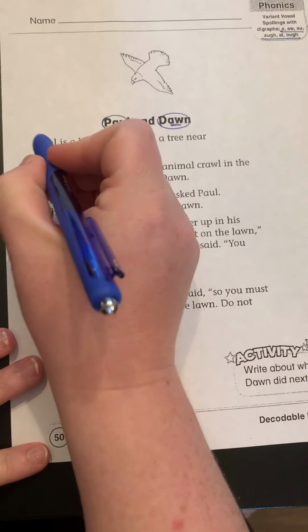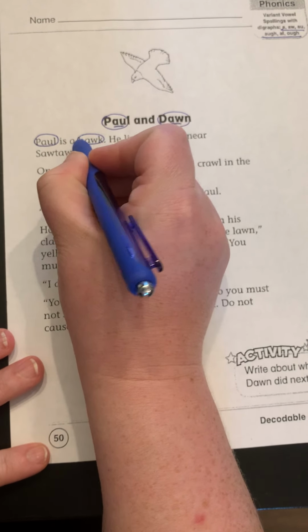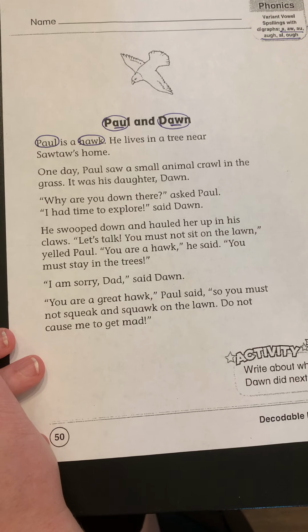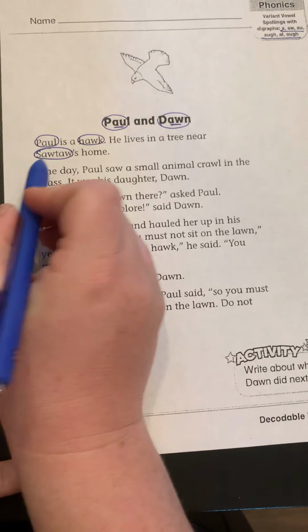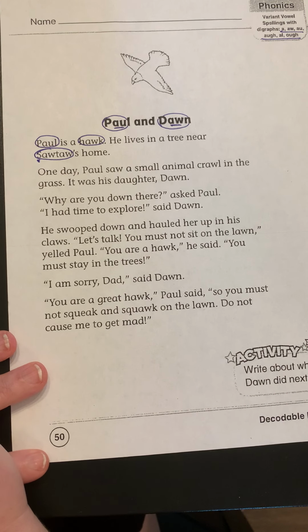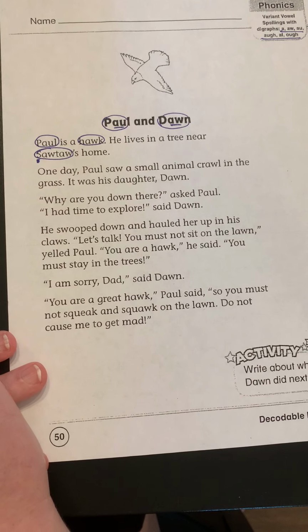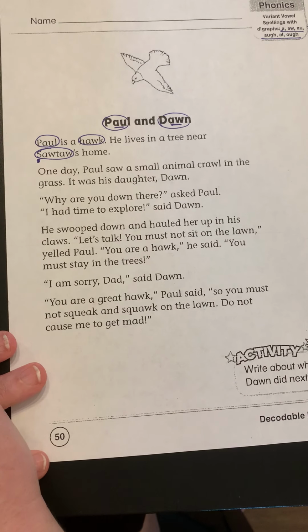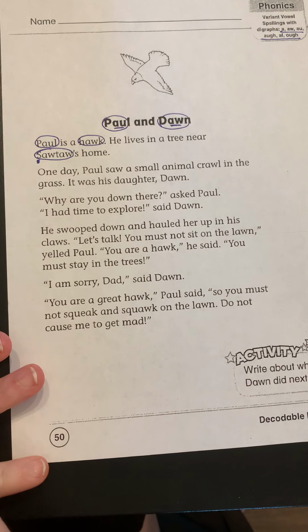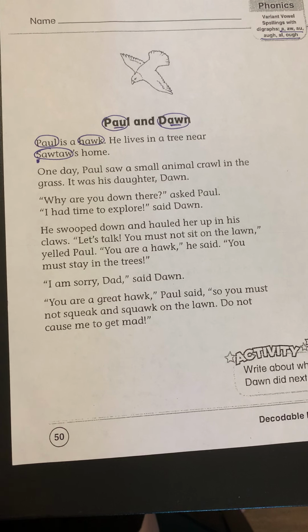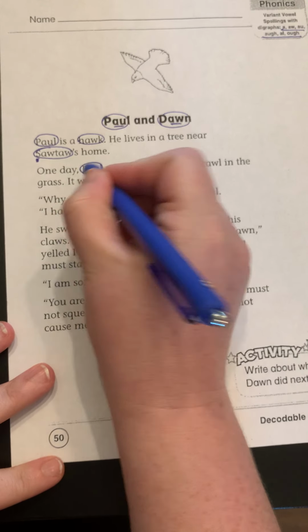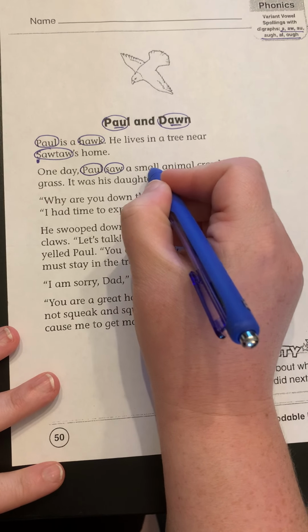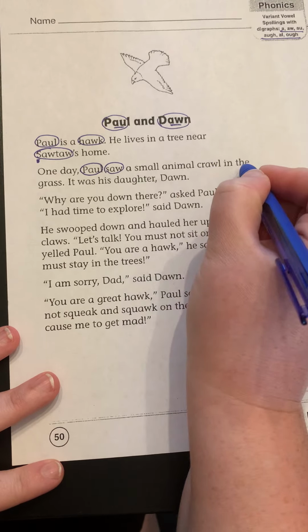So as I begin reading again, I know that Paul and hawk are both aw words. He lives in a tree near Sawtall's home. So this must be, since it's capitalized, another bird's name. If I'm making a good guess, that must be someone's home. Maybe it's a person, maybe it's a bird, I'm not sure, but the capital letter lets me know it's someone's name. One day, Paul saw a small animal crawl in the grass.